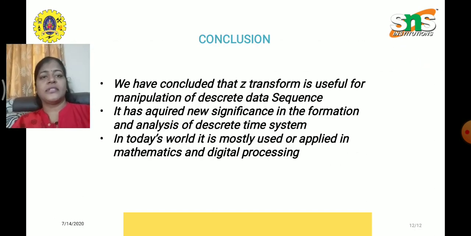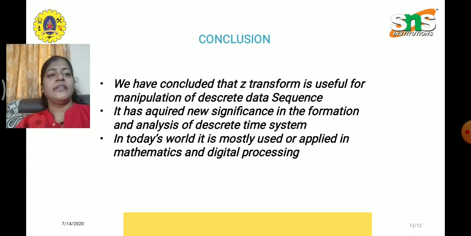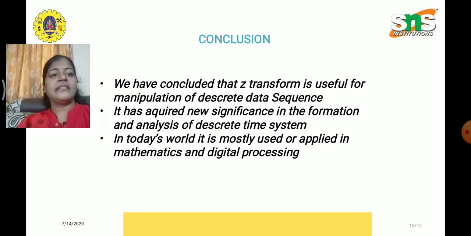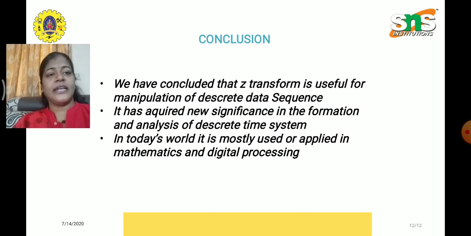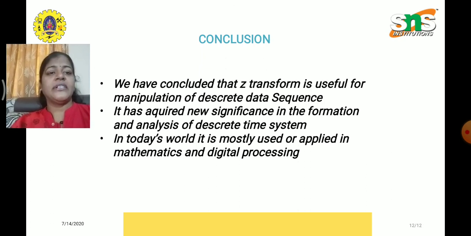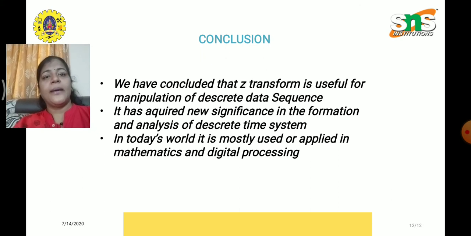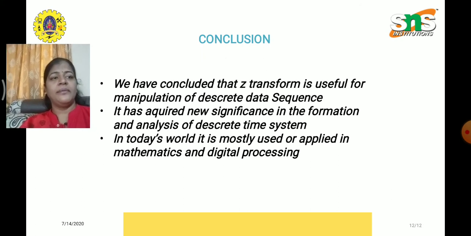Conclusions. We have concluded that Z transform is useful for manipulation of discrete data sequences. It has acquired new significance in the formation and analysis of discrete time systems. In today's world, it is mostly applied in mathematics and digital processing.